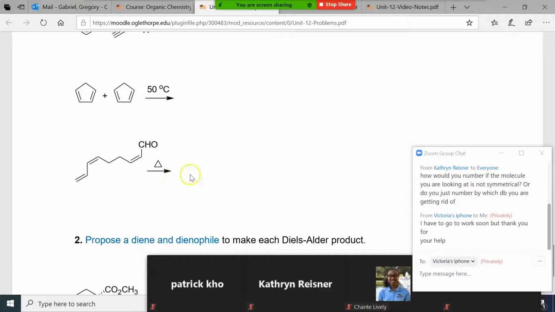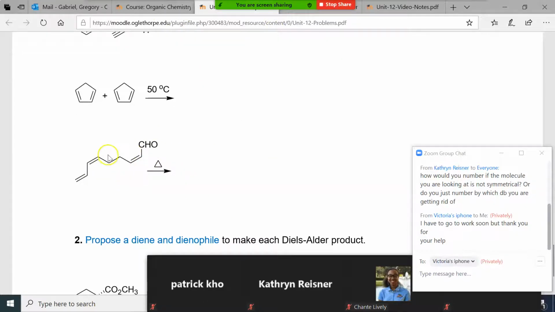Well, that's Diels-Alder. Okay, so for a Diels-Alder, what do you need? You need a diene, and you need an alkene or a triple bond. Here's your diene, right? Here's your diene, and here's your dienophile. So they happen to be in the same molecule.